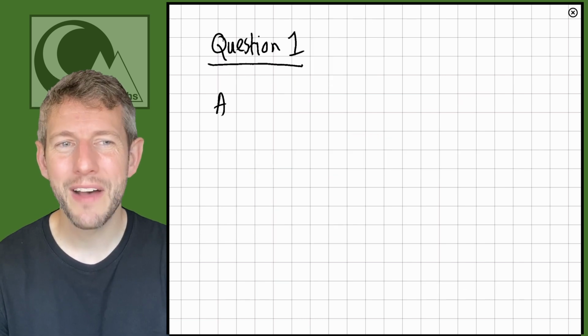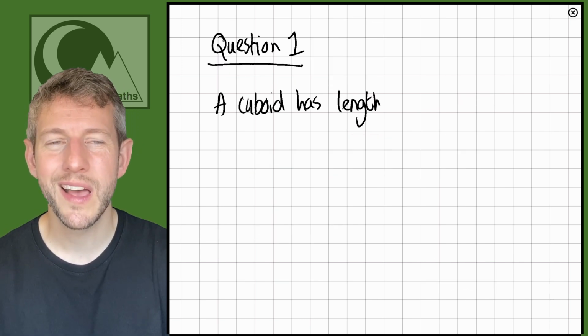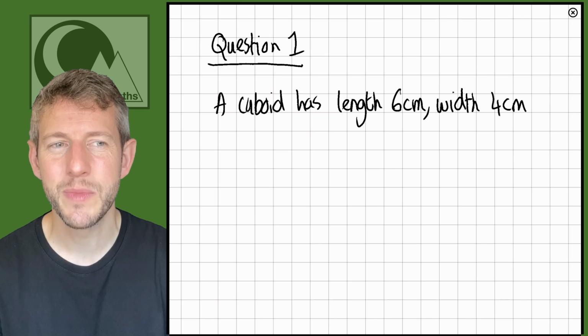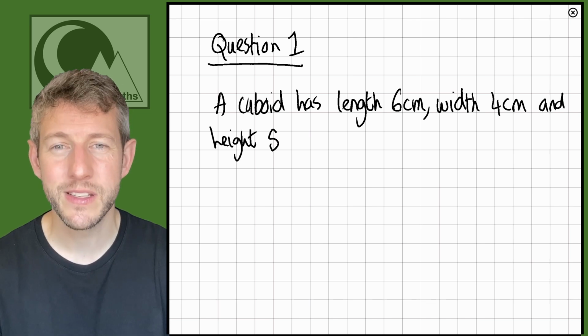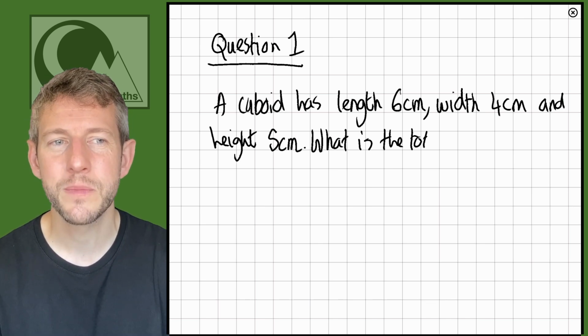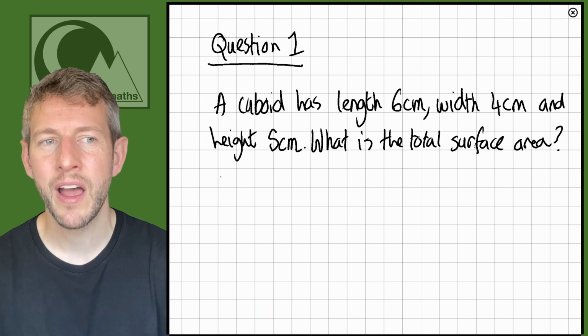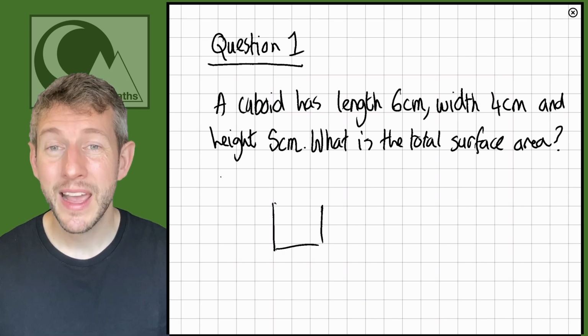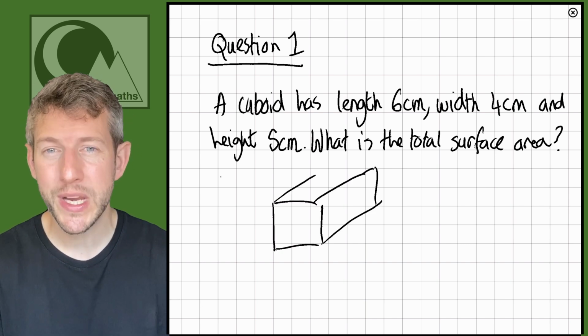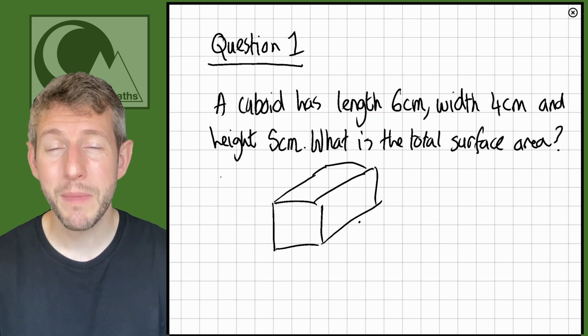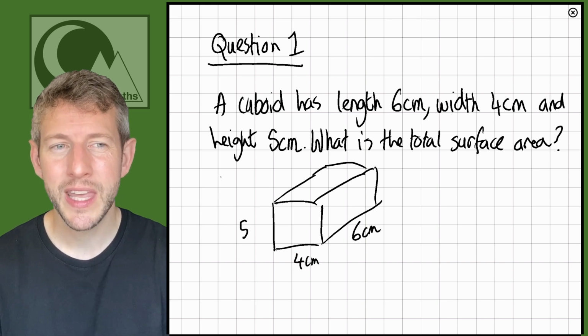Okay, so here we have question 1. Question 1 says a cuboid has a length 6 centimeters, a width 4 centimeters, and a height 5 centimeters. What is the total surface area? So remember, it's a cuboid, so it's been made of 3 types of rectangle, and the dimensions of these rectangles have been given to us.